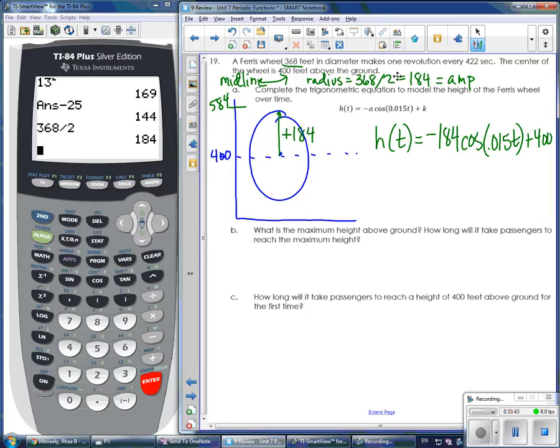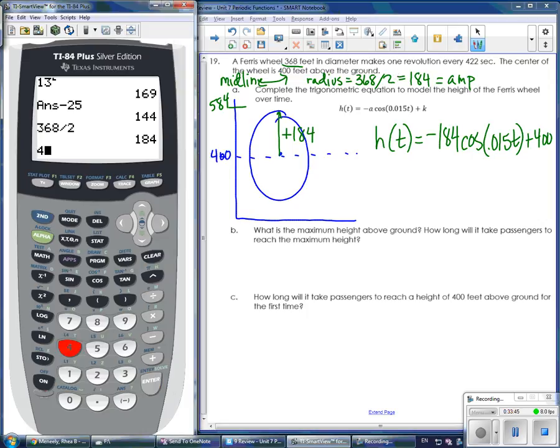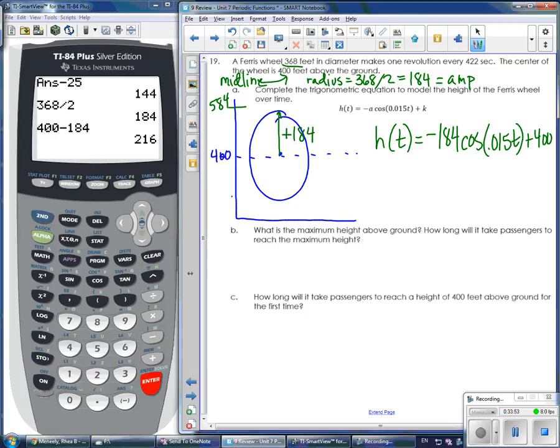I could also subtract if I want to find my minimum. So let's go ahead and do that. 400 minus 184 is going to give me a minimum of 216. So this thing is pretty high off the ground. Okay, so it says, what is the maximum height above ground? So our maximum we just figured out is going to be 584. Make sure you use appropriate units.